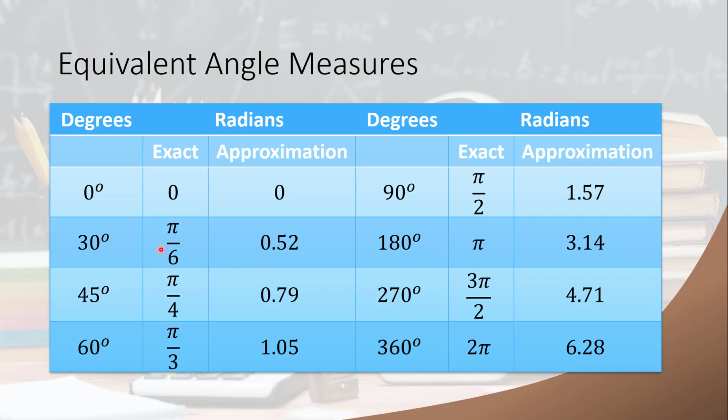Same thing with 45. If you multiplied 45 by pi over 180, you would get pi over 4. And punching that in the calculator, you would get the exact same thing here. Of course, 90 times pi over 180 is pi over 2. Pi over 180 times 180 is pi. And the rest of these are pretty self-explanatory.